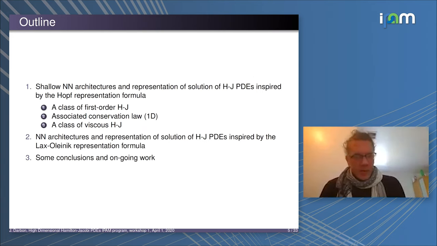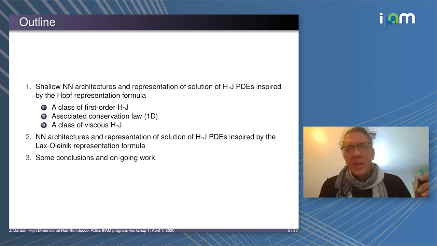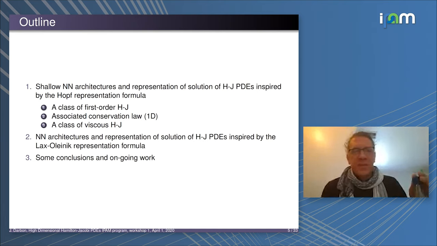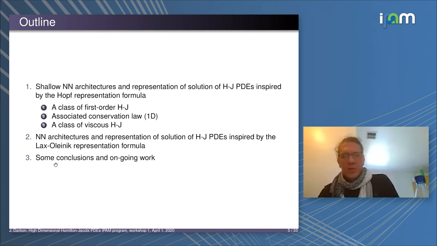So the outline of my talk is as follows. I will talk first about a shallow neural network architecture that can represent a viscosity solution of certain Hamilton-Jacobi PDEs. These architectures are inspired by the Hopf-Lax representation formula. So this is what I will talk about first. Then we will see that we can develop variations of this architecture to cope with 1D conservation laws, and then we can also extend it to deal with a class of viscous Hamilton-Jacobi PDEs. In the second part of the talk, I will briefly mention other kinds of neural networks based on a different representation formula, namely the Lax-Oleinik formula, and then finally I will draw some conclusions.